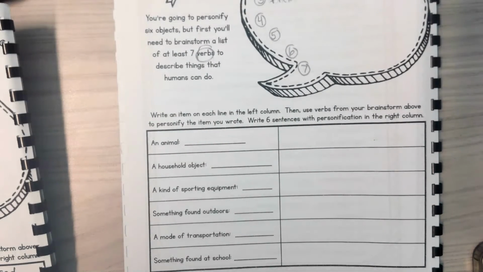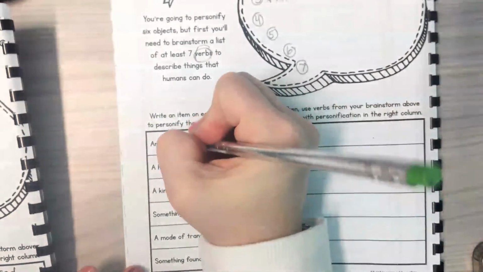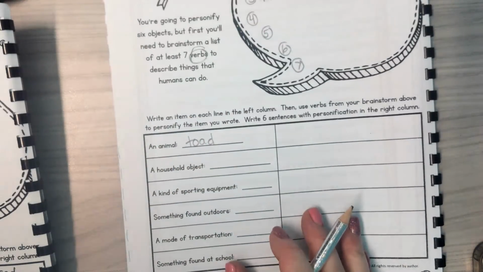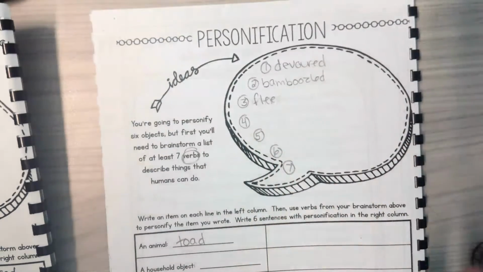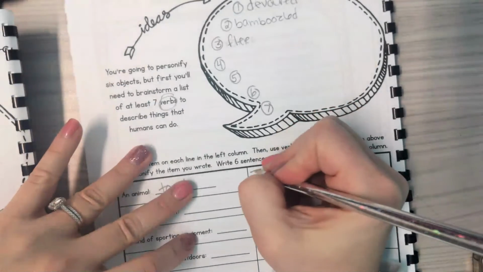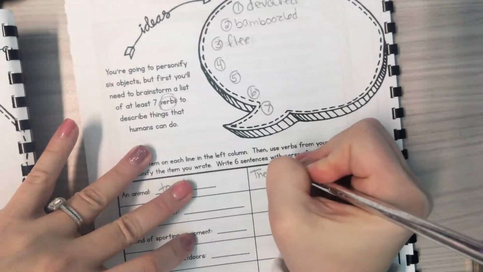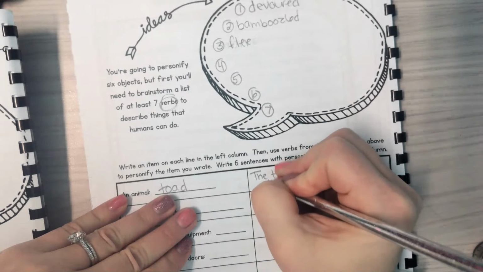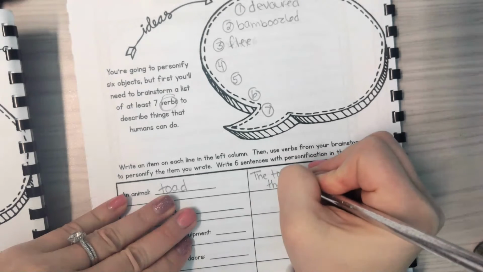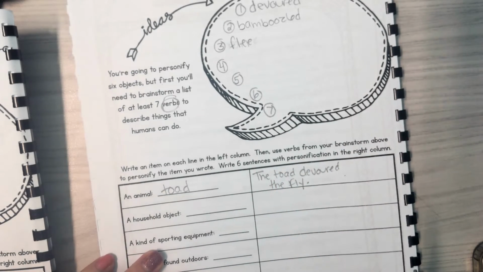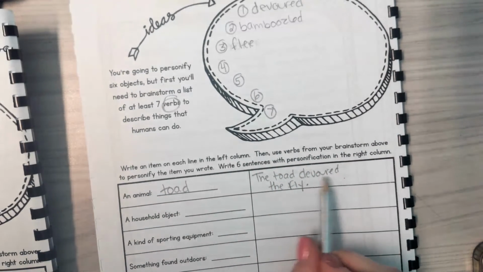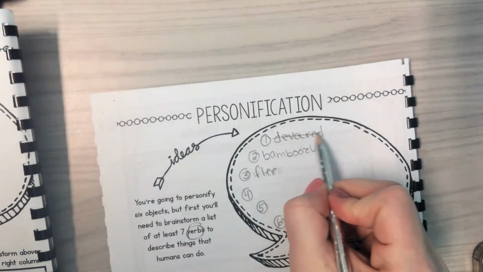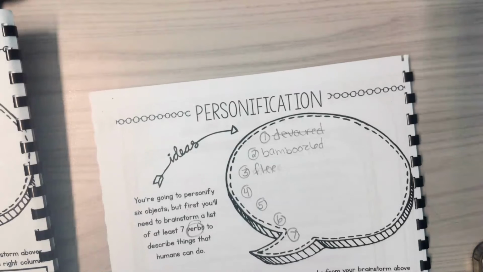An animal. Toad. Ha! I'm going to pick a toad. And I'm going to use it with the word devoured. I'm going to say the toad devoured the fly. The toad devoured the fly. So that's personification, because devoured is something that a human does. I'm going to go ahead and cross off devoured. That way I don't use it twice.